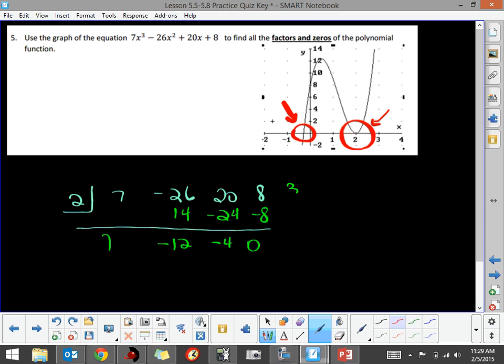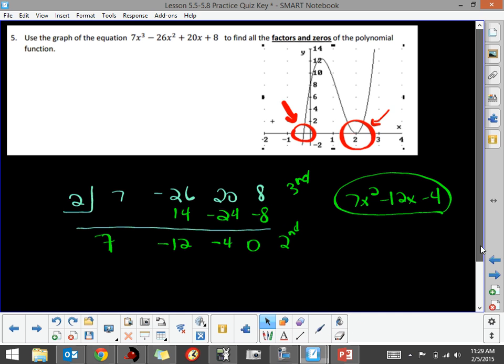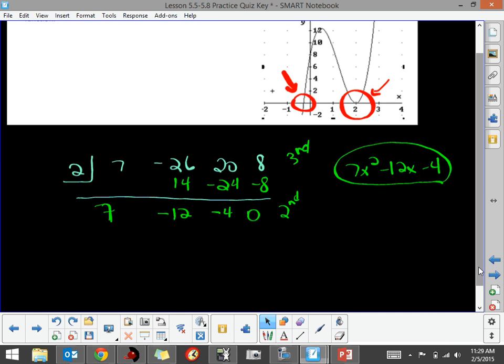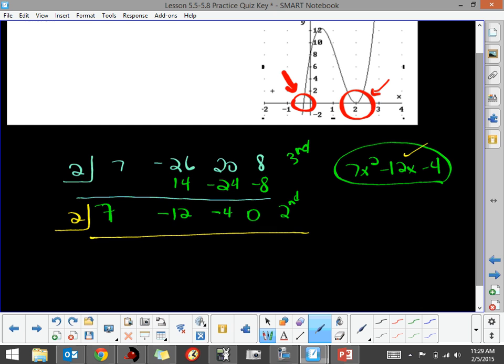Now we started with a third-degree polynomial. Now we're down to a second-degree polynomial. And we really could take this second-degree polynomial, write it as 7x squared minus 12x minus 4, and solve that using quadratic means. But I also have some more clues here in my graph. My graph tells me that 2 should be a factor again. So rather than doing the quadratic part over here, I'm going to run through with another factor of 2.